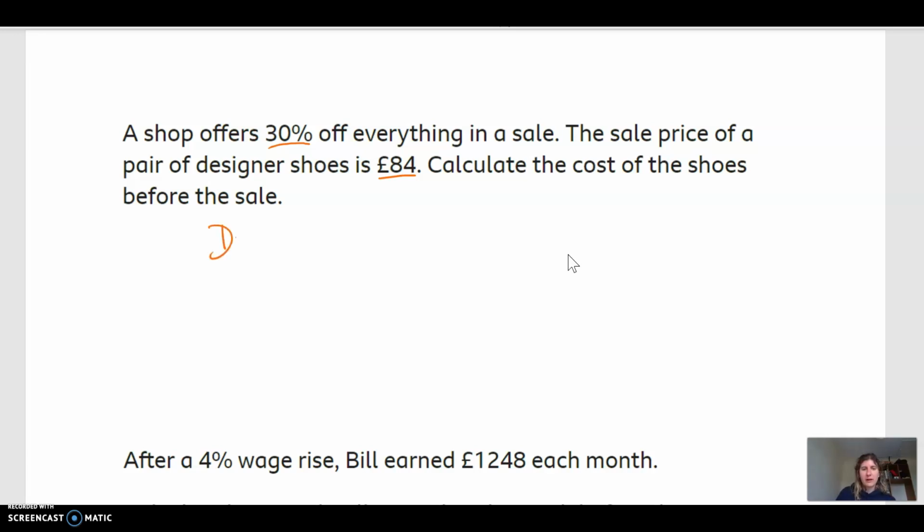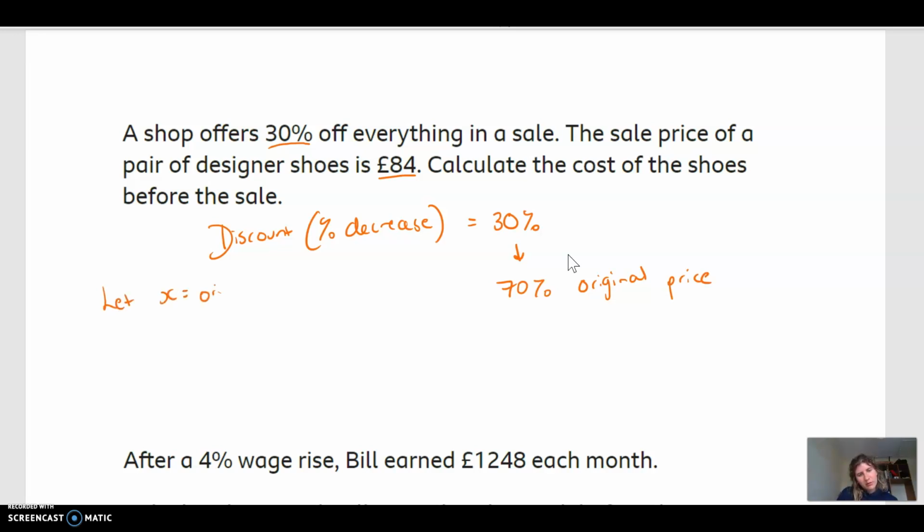So the first thing I'm going to write here: we know we have a discount, or a percentage decrease, of 30%, which means that we're looking at 70% of the original price. So now I'm going to say let X equal the original price. So X times 0.7, my percentage for 70%, so 70% of my original price, was equal to the amount it's being sold for, which is £84.